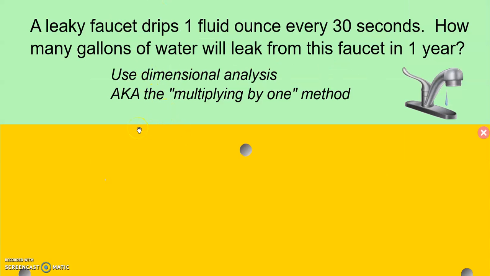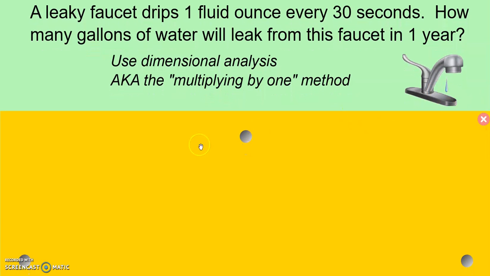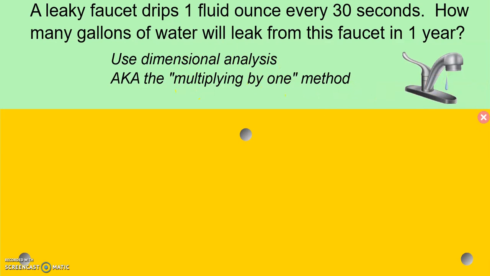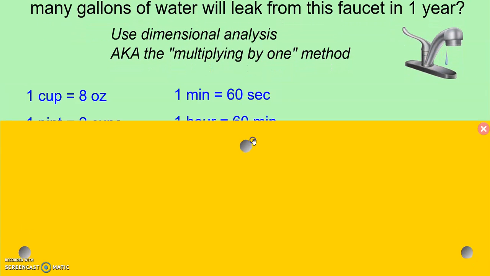A leaky faucet drips 1 fluid ounce every 30 seconds. How many gallons of water will leak from this faucet in a year? What we're going to be using to solve this is something called dimensional analysis, also known as the multiplying by 1 method. We looked at this a little bit yesterday as well. But today we're going to use this method to actually convert from one unit to another.